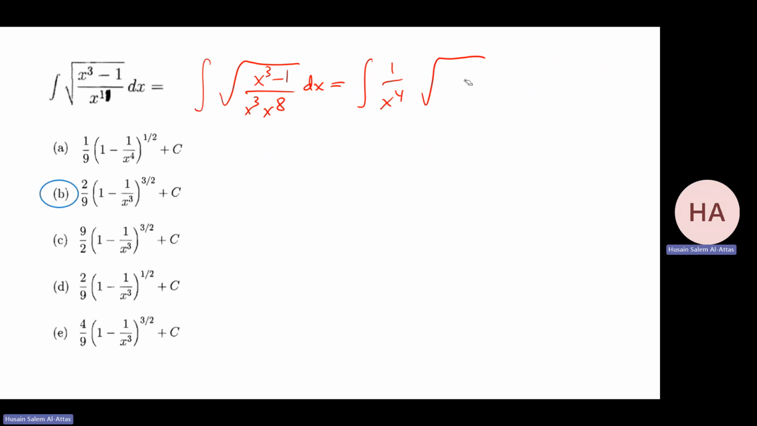And this one I can rewrite it. Let me do it in steps, in details. That will be the integral of 1 over x to the power 4 times the square root of 1 minus 1 over x cubed dx. So this will be my u.